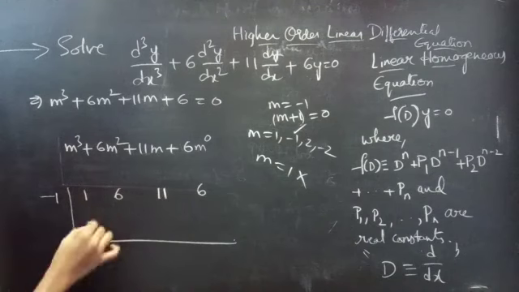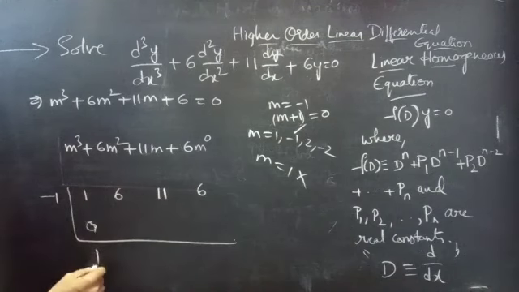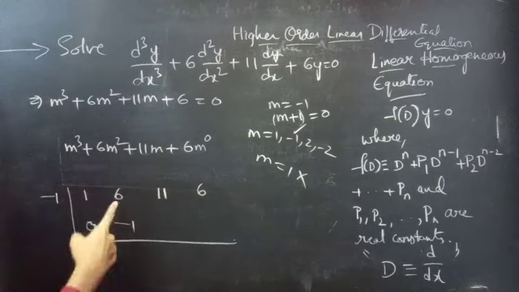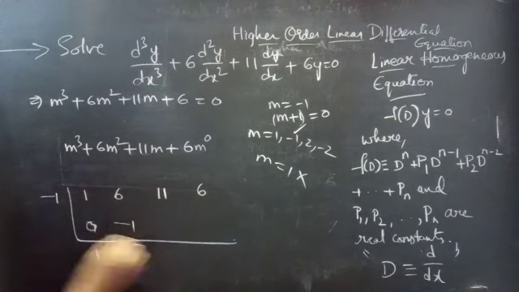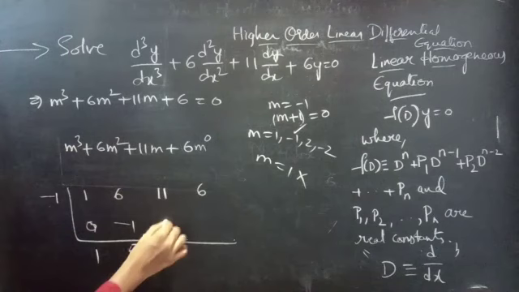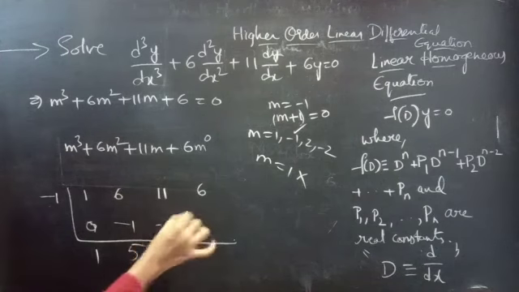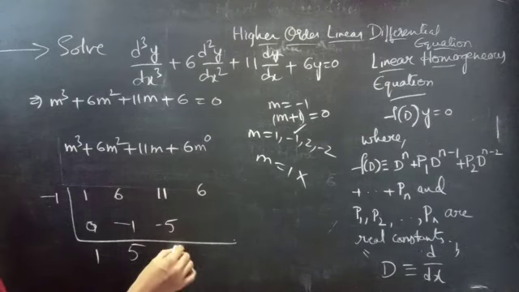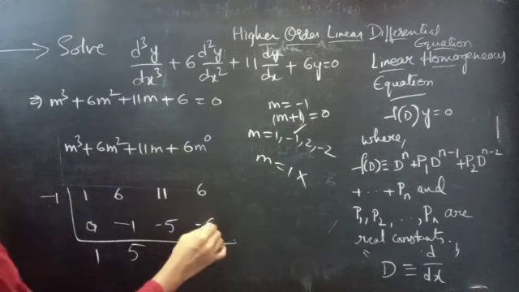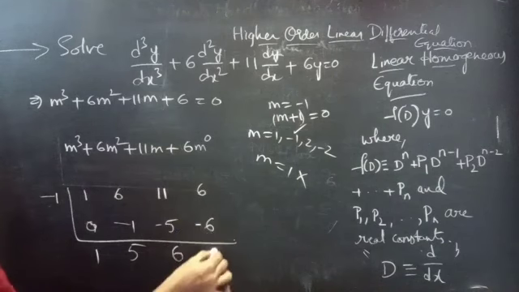1 plus 0 will add 1. Minus 1 into 1 is minus 1. 6 minus 1 is 5. Minus 1 into 5 is minus 5. 11 minus 5 will get 6. Minus 1 into 6 is minus 6. Again 6 minus 6 is 0.